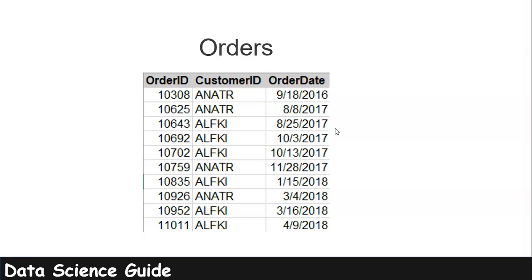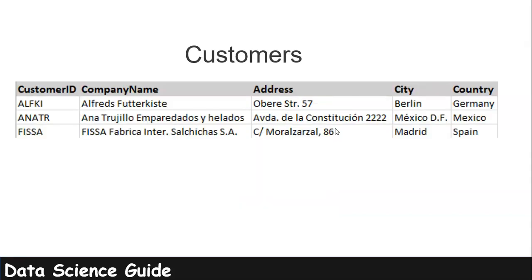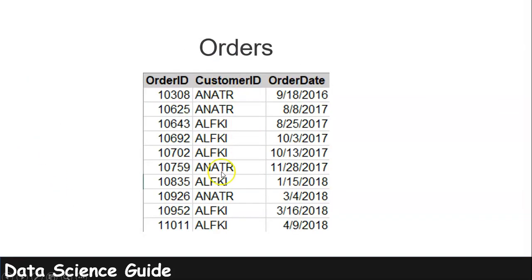And keep in mind that there is one matching column between these two tables. The matching column here, or the common column between these two tables, is customer ID. We have customer ID here, and we have customer ID here. Let's first understand what is inner join.